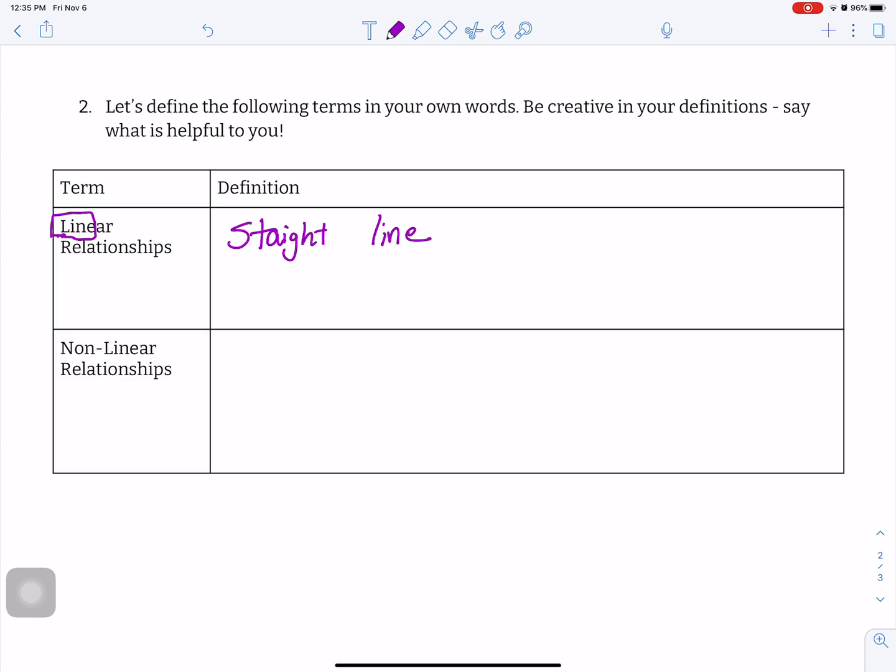On a graph, that's what we're going to see. Some sort of line. It could be going up. It could be going down. It could be going straight across. We'll see some place where we have a straight line. On a table, so I should label this as graph, on a table, it's going to go up by the same amount.